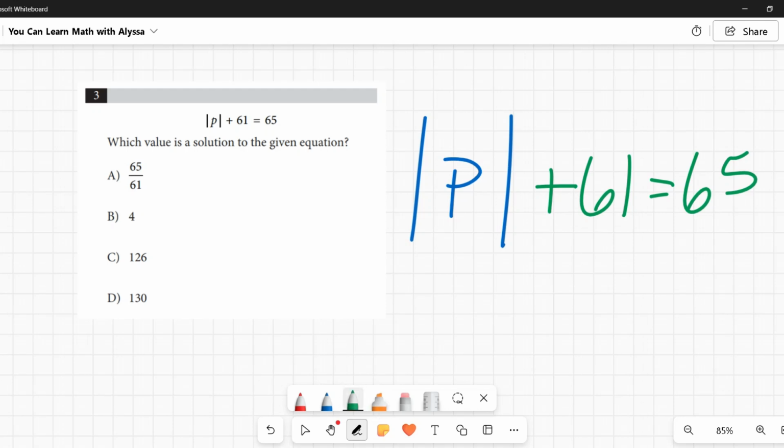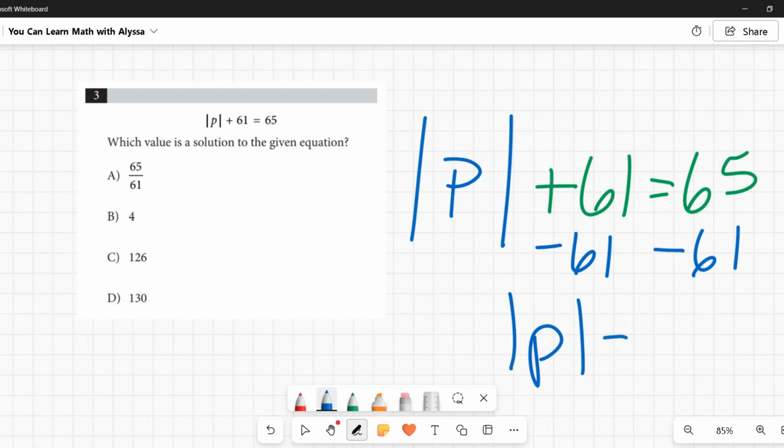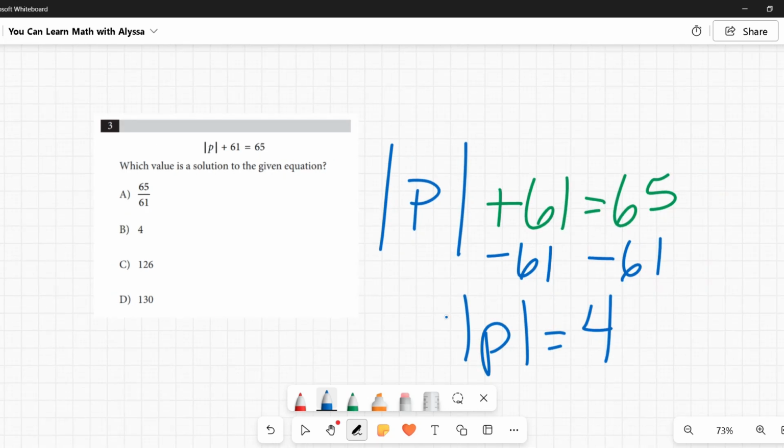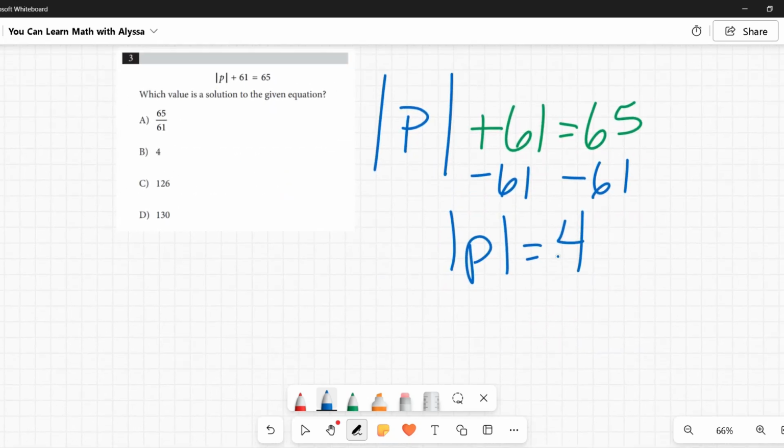So here we have the absolute value of p plus 61 equals 65. So the 61 is not inside the absolute value, so we can get rid of it first before we deal with the absolute value. And by get rid of it, we undo what's happening to it. It's being added, so we're going to undo that by subtracting. And on the left, we are left with the absolute value of p is equal to 65 minus 61, or 4.